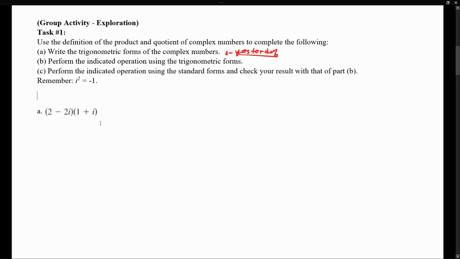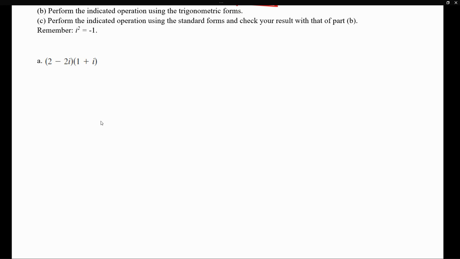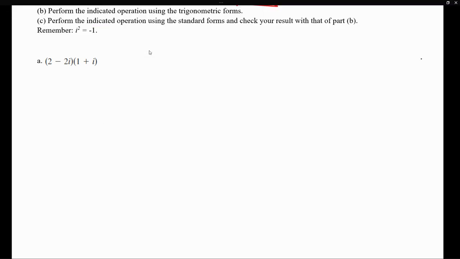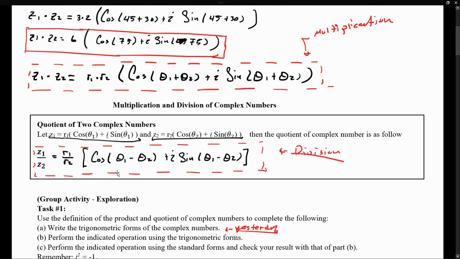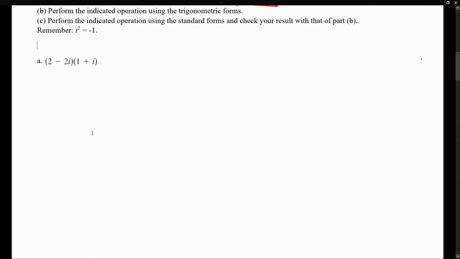All right. We have two complex numbers that are being multiplied. So first, let me try to rewrite those complex numbers in trigonometric form, because notice that what we want to do, we want to verify this is actually true. So your complex numbers need to be written in trigonometric form here. So let's concentrate on my first complex number, 2 minus 2i.